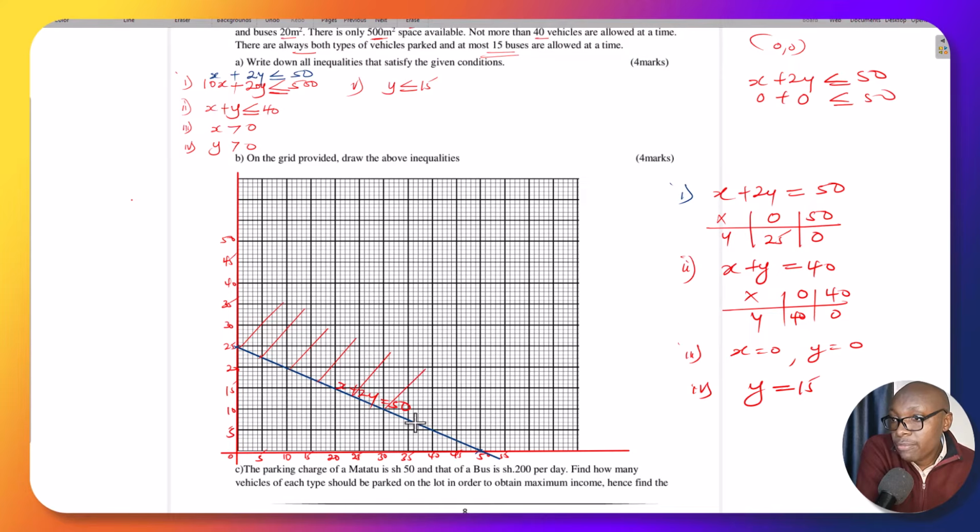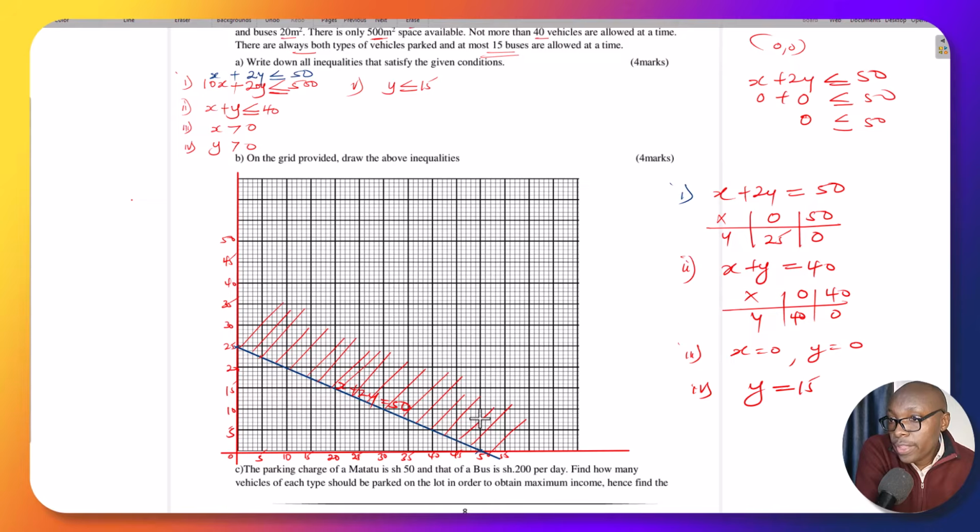So the point that I've picked, 0, 0, has satisfied this, because 0 is less than 50. So automatically the other side is the unwanted side. That means the points you take on that side do not satisfy.